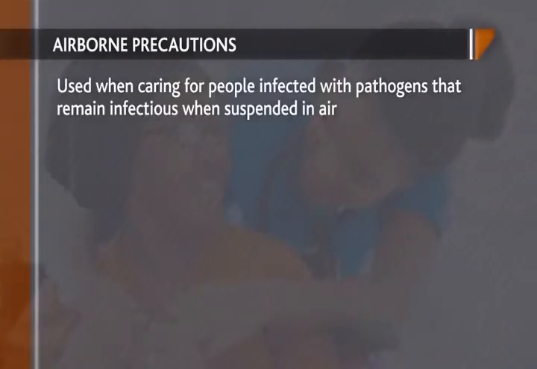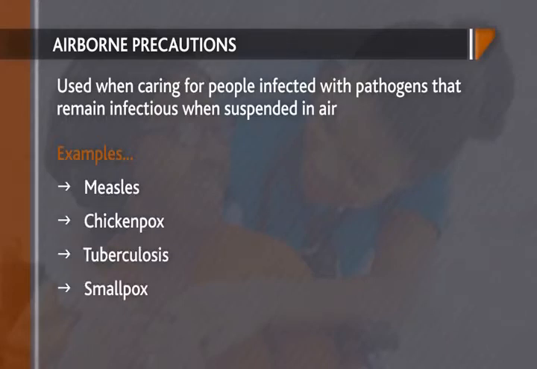Airborne precautions are used when caring for people infected with pathogens that remain infectious when suspended in air. When an infected person coughs or sneezes, the pathogens leave the body through particles of saliva or sputum. As these particles spray through the air, they dry out and remain in the air for a long time. Like dust, the dried out droplets containing pathogens are in the air we breathe and on surfaces we touch. Infections that are transmitted by airborne particles that are then breathed in include measles, chickenpox, tuberculosis, smallpox, and possibly SARS.